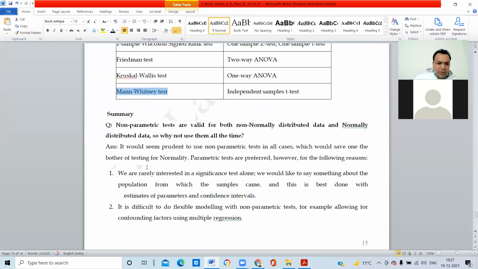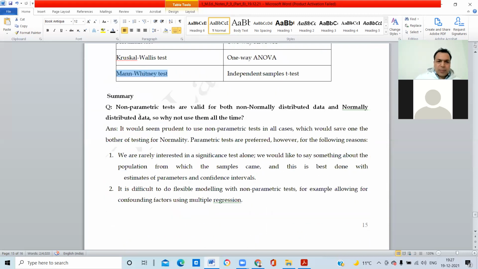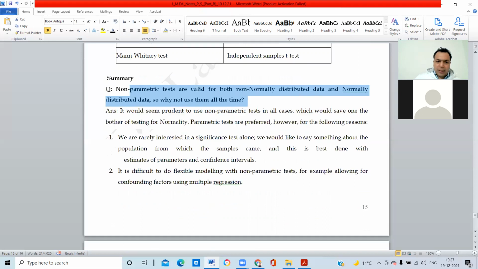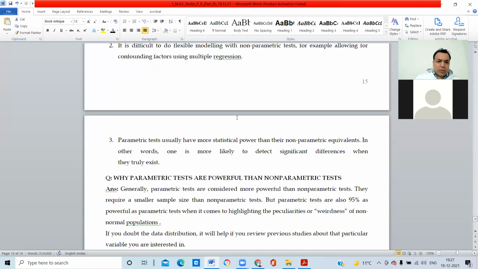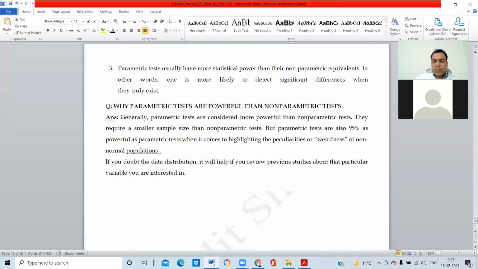So here I have given one or two questions. Non-parametric tests are valid for both non-normally distributed and normally distributed data, so why not use them all the time? Because there is a risk in non-parametric tests, that's why we don't use them. Why are parametric tests more powerful than non-parametric tests?